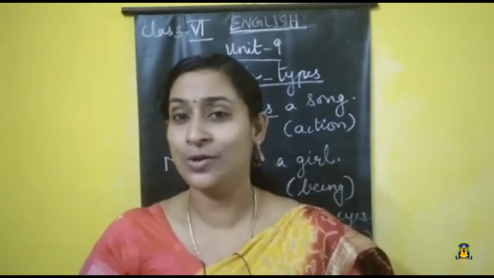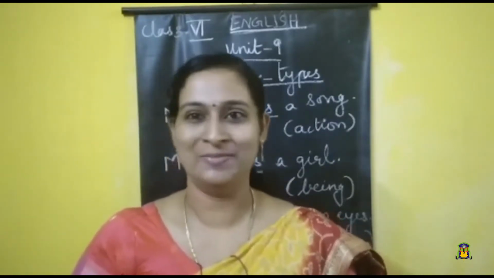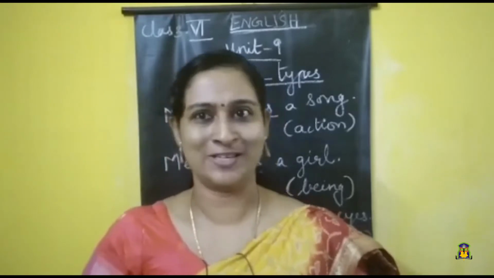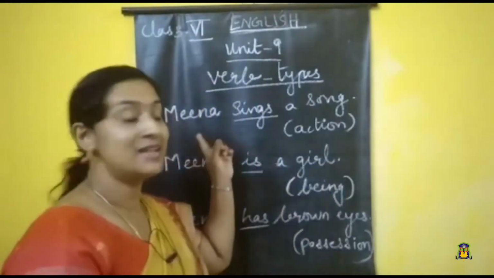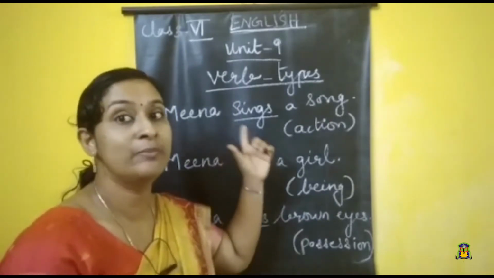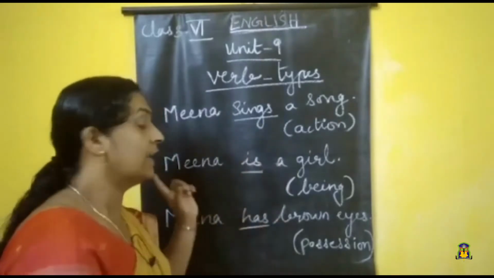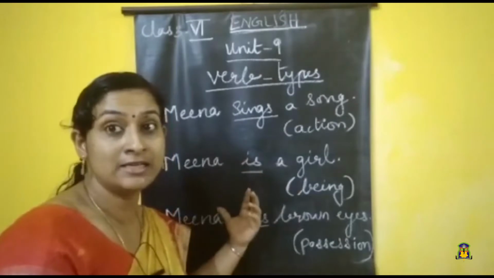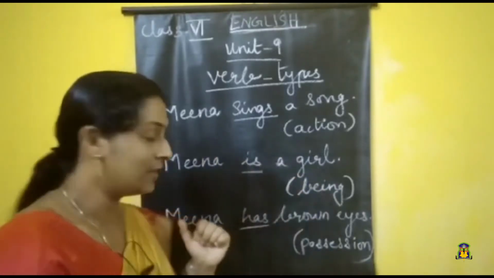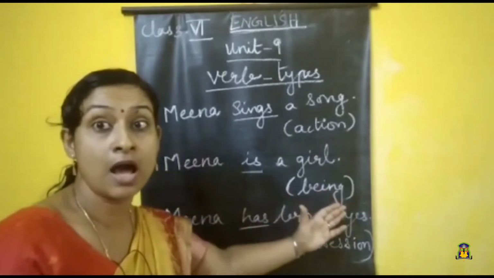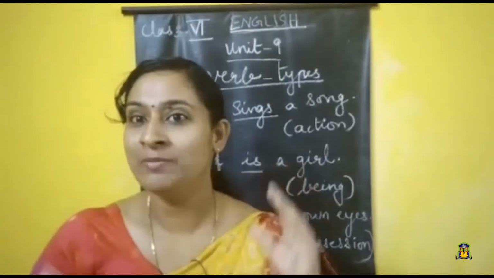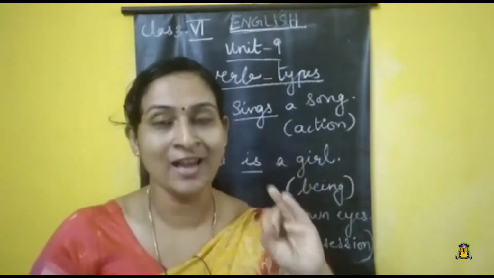Today we are going to start with a new grammar lesson, Unit 9, Verb Types. What do you mean by verb? Verb denotes an action or being or possession. Look at these examples. Meena sings a song. Sings, that's the action word here. So we can say that is the verb in that sentence. Second, Meena is a girl. Is, that shows a state of being. So we can say is the verb in that sentence. The third one, Meena has brown eyes. Has, that shows possession. So, what do you mean by verb? Verb denotes an action or being or possession.